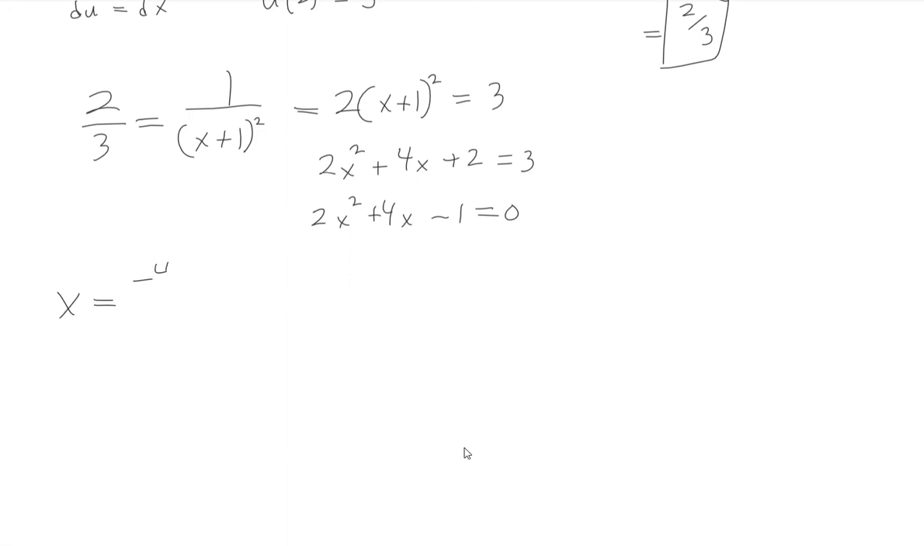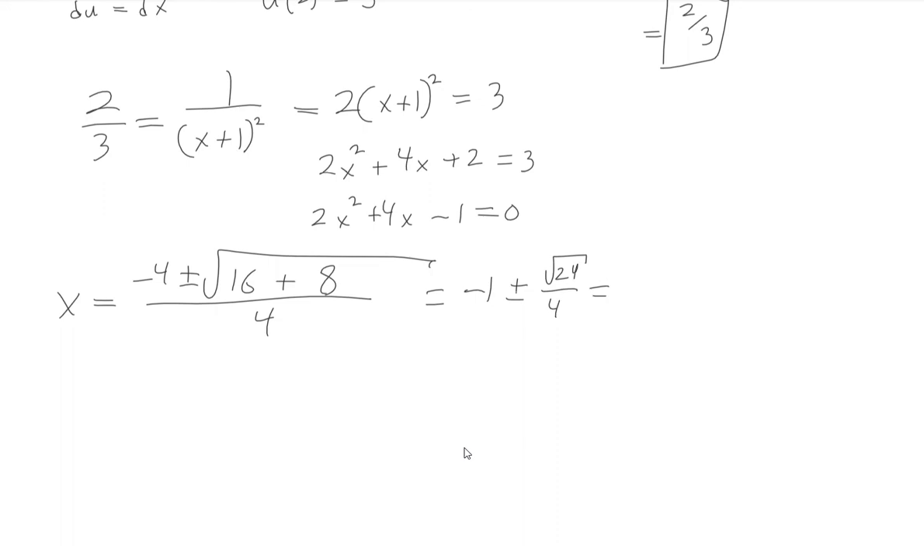X equals negative 4, so negative b, plus or minus the square root of b squared, which is 16, minus 4 times a times c, so that's actually plus 8, all over 2a. A is 2, so that's 4. So that gives us negative 4 divided by 4 is actually just negative 1, plus or minus the square root of 16 plus 8, that's 24, over 4. 24 can be represented as 4 times 6, so you could take out a 2 and cross out with the 4 to make root 6 over 2 as the most simplified possible.